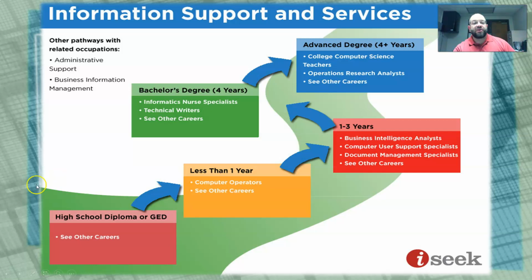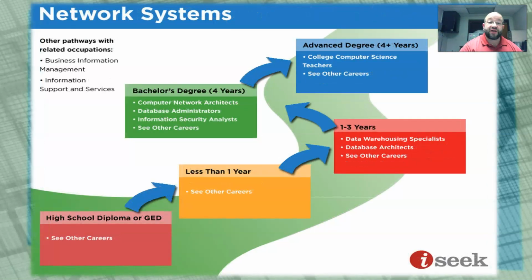And maybe you have over here informatics nurse specialist. So basically, yeah, if you're dealing with information inside of a hospital, okay? Technical writers and computer science teachers and operations research analysts. Again, each career and each choice is a little bit different. Then you got networking systems, again, requiring that advanced or college or technical degree, right? Data warehouse specialists, database architects. Computer networking administrators over here for the bachelor's degree. You kind of get the idea there, okay? You can read that and stop the slide on your own.